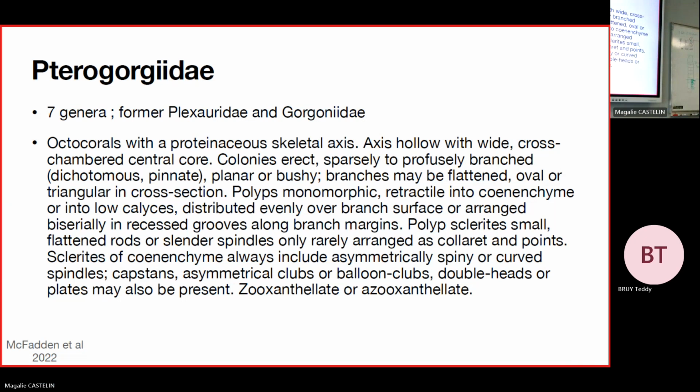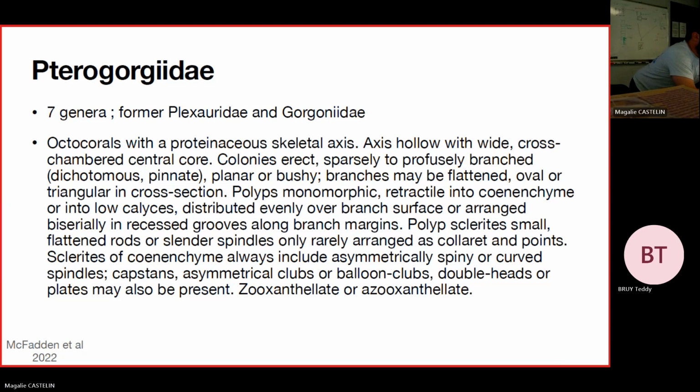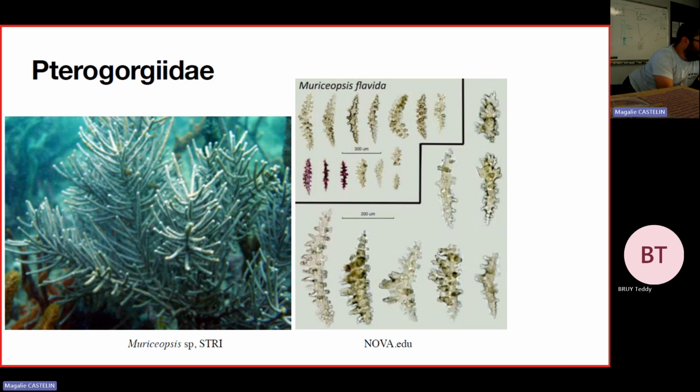Plexauridae is a family with the old genera of Plexauridae and Gorgoniidae. Okay, and these can be dichotomous, pinnate, planar, bushy, so a lot of diversity in the form of the colony. And the polyps are monomorphic, they are retractile into the coenenchyme, which means that when the colony is disturbed, taken out of the water, you don't see the polyps anymore. And this is a Muriceopsis, and this can occur in shallow water as well. And you can see that the sclerites here, it's a light microscopy, can be also very ornamented.